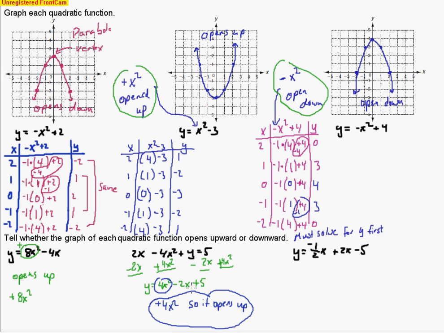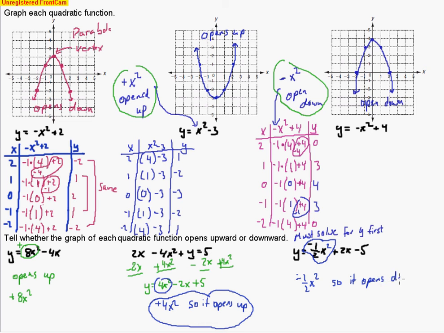Let's take a look at the last one here. Here, y is already by itself, so no work to do. We have a negative, oops, this should have been an x squared. Let's make that x squared there. Negative 1/2 x squared. So whenever it's a negative 1/2 x squared, and this minus sign does it right there. And so we'd say it opens down.